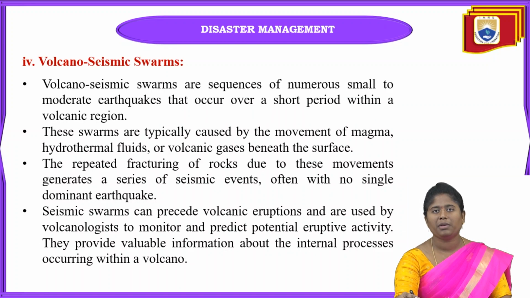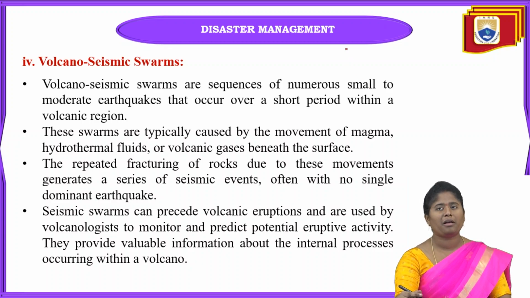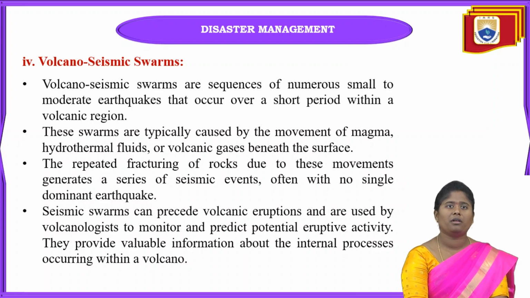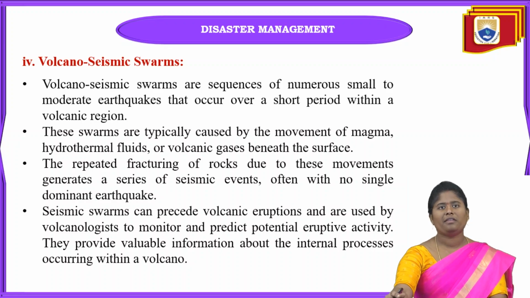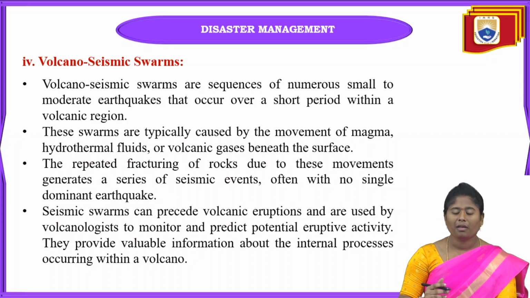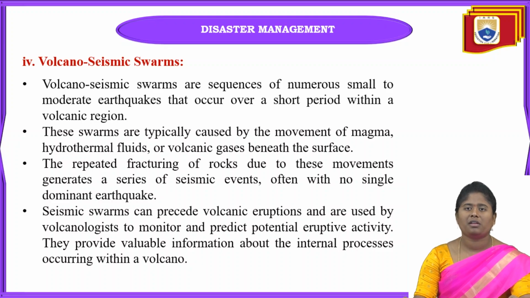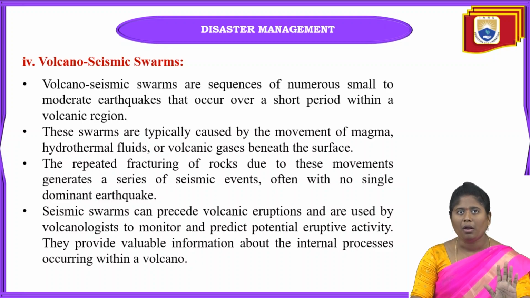Next one is volcano-seismic swarms. What is meant by this? It is a sequence of numerous small to moderate earthquakes that occur in a very short period. This can be caused by the movement of magma. When the magma is flowing, many fluids and volcanic gases can be seen beneath the earth's surface. Due to the repeating action of these movements, seismic activity is generated without any single dominant earthquake, so huge loss will not occur in volcano-seismic swarms.